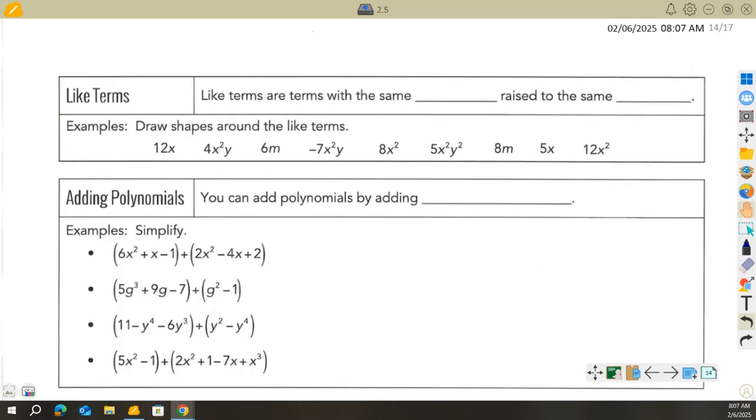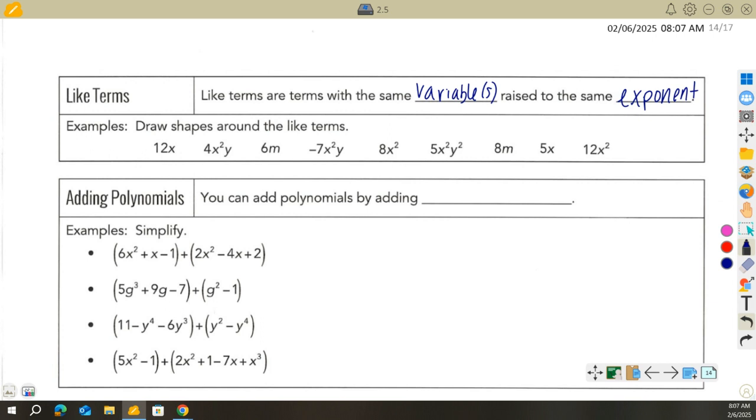And we are looking at like terms, which we did at the beginning of this year. We know that like terms are terms with the same variable or variables raised to the same exponent. So we want to draw shapes around the like terms. So you want to use a different shape.